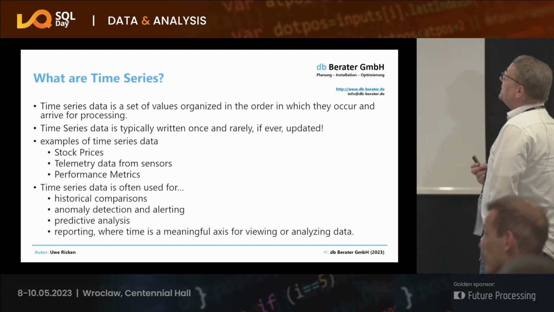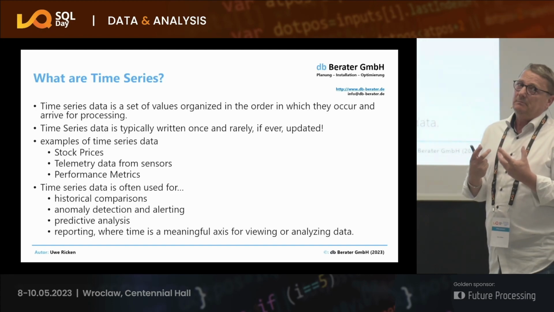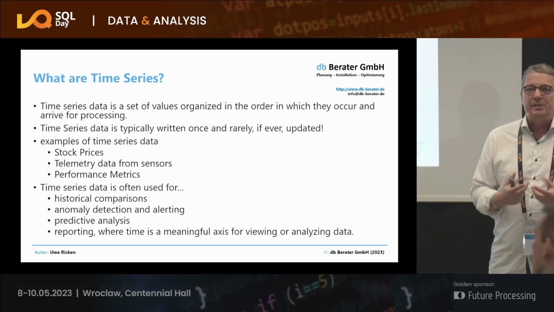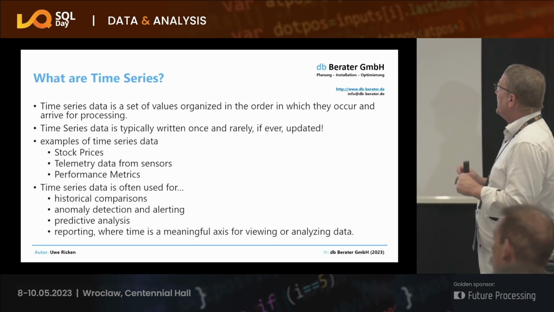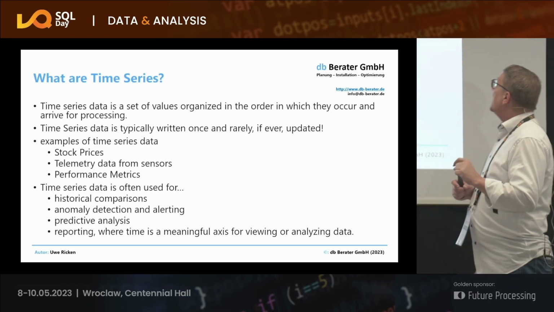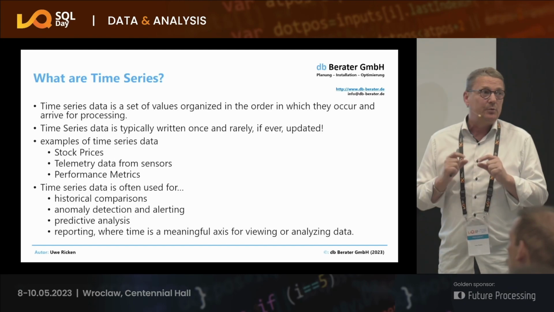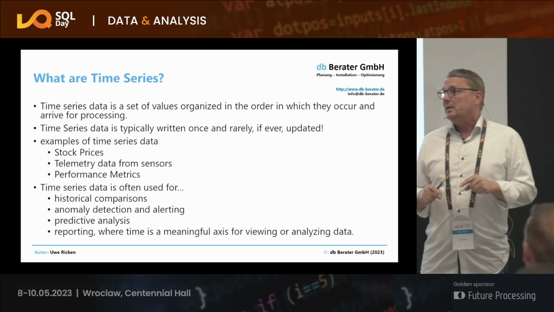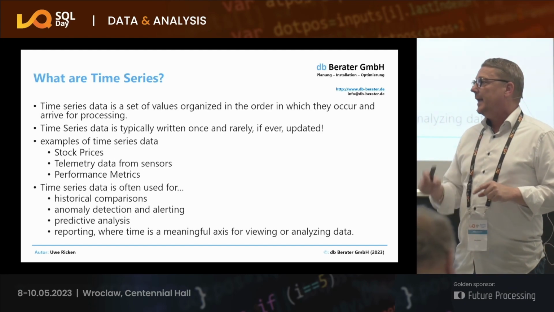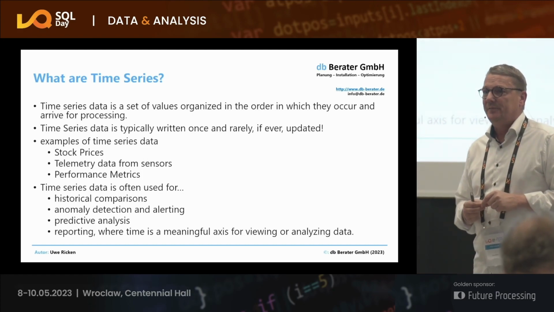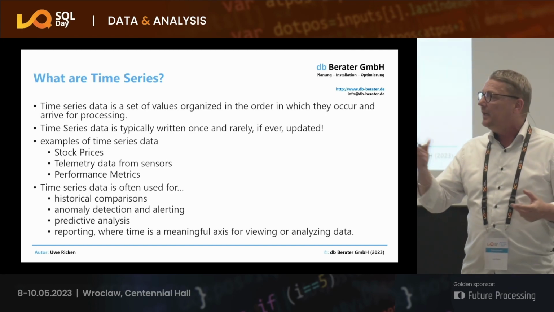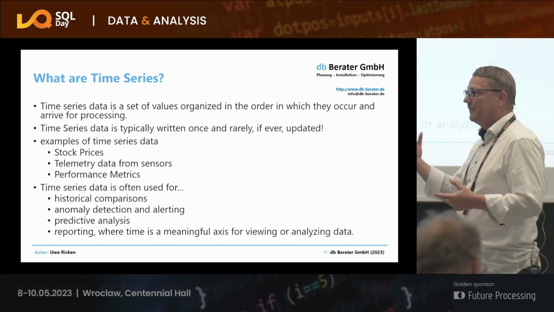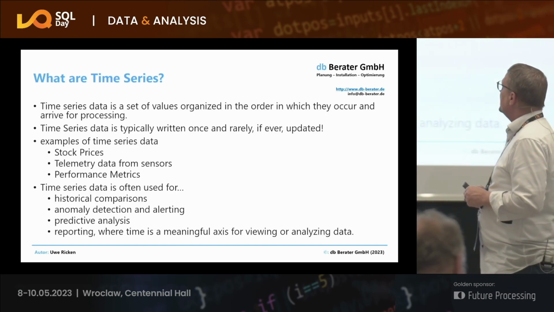So what are time series? Well, I think that is very simple to understand. Time series data is a set of values organized in the order in which they occur and arrive for processing. And believe it or not, we are all dealing every single day with this kind of data, especially when it comes to modern cars. They are permanently sending data to the vendors. And these are time series.